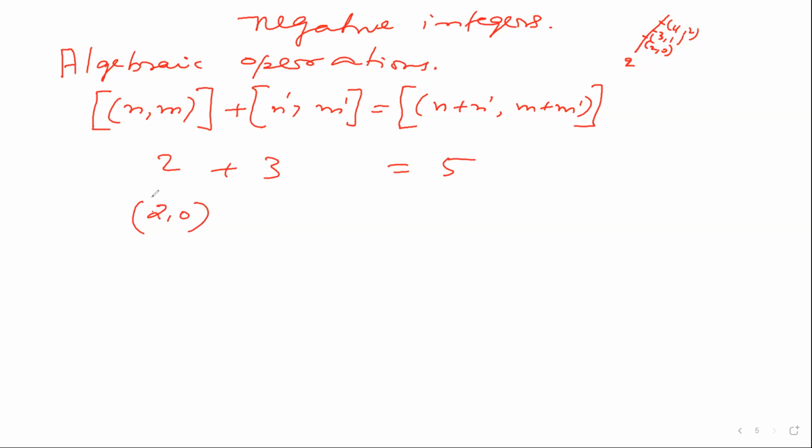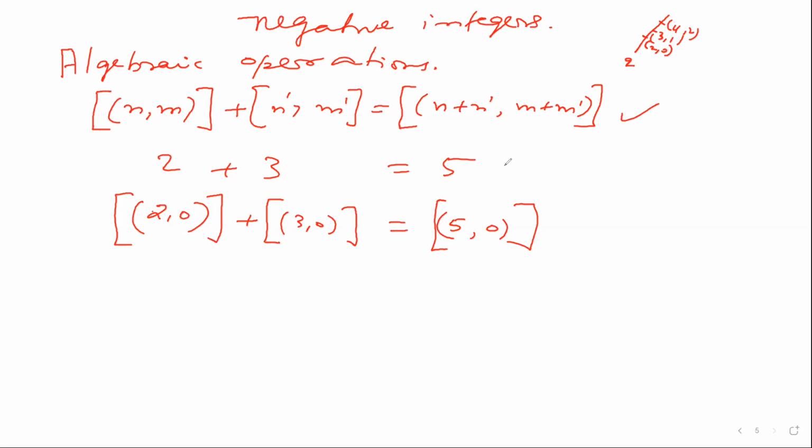So 2, 0 plus, and what is 3? 3 will be 3, 0, wouldn't it, Jayaditya? So now it's going to become easy. N plus n prime will be 5. M plus m prime is, there it is. Equivalence classes, this addition behaves like the normal addition. Follow? And that's the big operation.